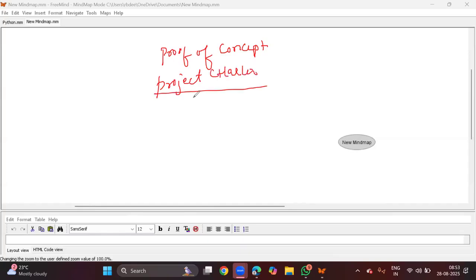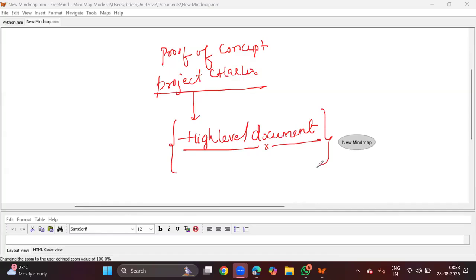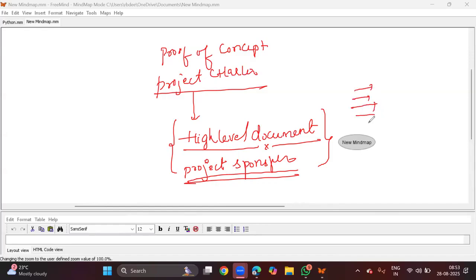Project charter is a high level document. It is a high level document signed by the project sponsor, and then we will be writing every point, every MOM, every step completion, every change we are doing to the data. Everything is recorded here. This is a proof of concept.